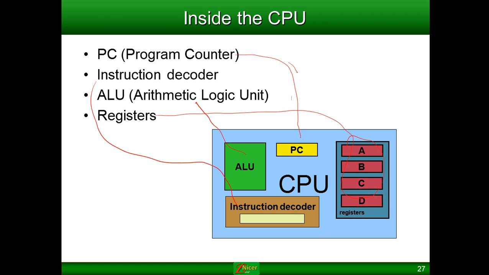That's how it works. It makes an increment, moving from the first to the second, then from the second to the third, and this is how it works. Now we have the instruction decoder.